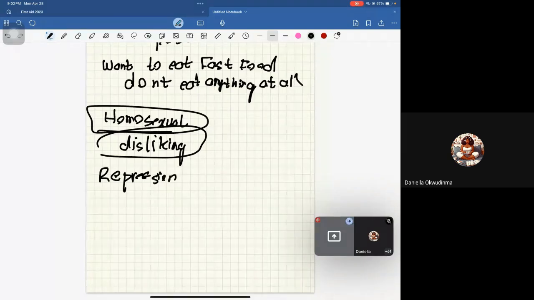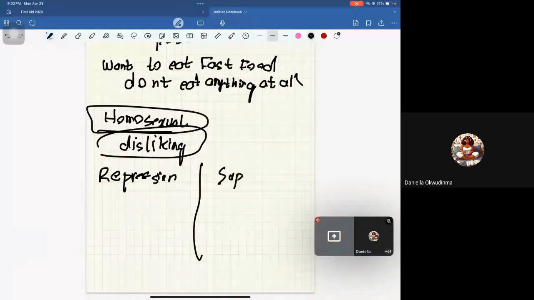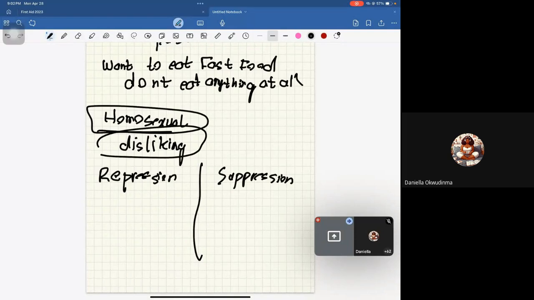Okay, so we have to differentiate repression from suppression. What happens in repression is that the thoughts that come into your mind are automatically removed from your mind. Okay, they become absent from your memory. Whereas in suppression, you consciously inhibit those things.